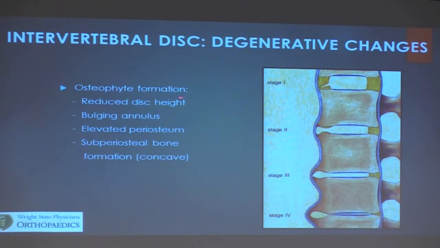The different things that you see are reduced disc height and bulging. It's one of the common things that we hear about: oh, I have a bulging disc. Someone tells you they have a bulging disc. You have elevated periosteum. Periosteum is the covering of bone. One of the functions of periosteum is to lay down bone. And the way that bone spurs form is when you have this periosteum raised, it forms extra bone underneath it. That extra bone then ends up forming what we call an osteophyte or a bone spur, which gives that appearance of a bird's beak.